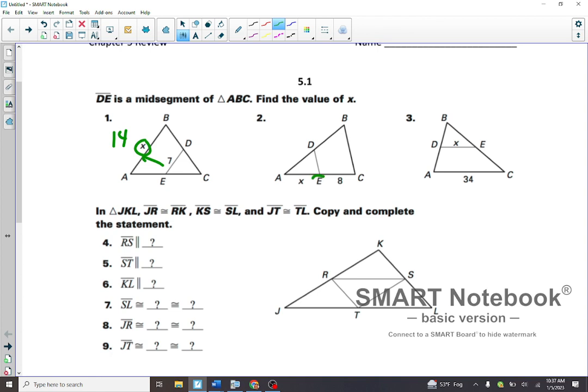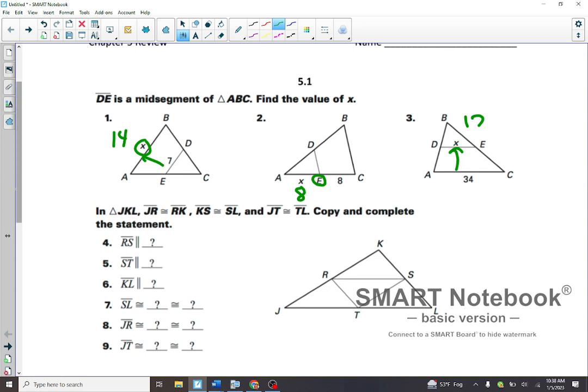Here, this is a mid-segment. E cuts the line in half. So if this one's 8, this one's also 8, because both halves are 8. And this one, because this is 34, as I go inside, it's going to be cut in half, so it's 17. The reason I'm recording this is so I can go through all the questions quickly. Otherwise, I'll have to take time.